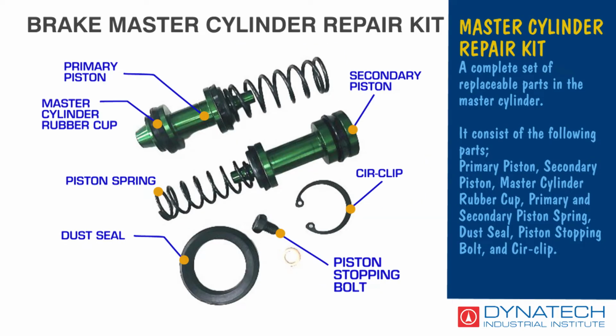Master cylinder repair kit, a complete set of replaceable parts in the master cylinder. It consists of the following parts: primary and secondary piston, master cylinder rubber cup, primary and secondary piston spring, dust seal, piston stopping bolt, and circlip.